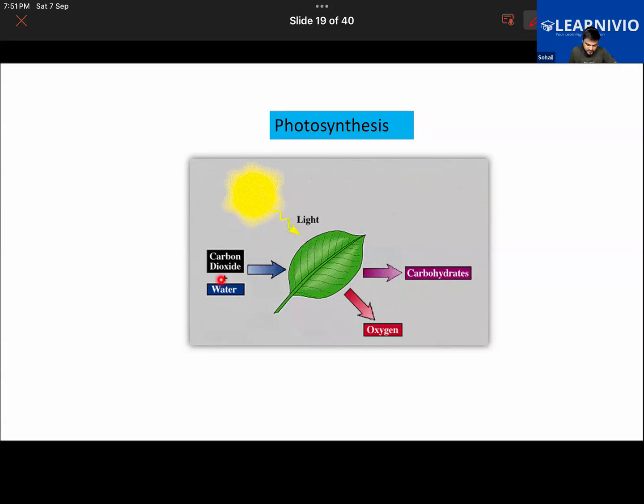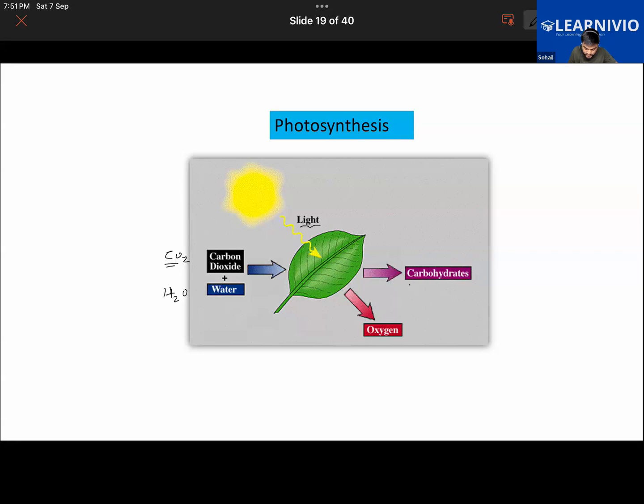So plants will be taking up the carbon dioxide gas and the water, and in the presence of sunlight, they will be preparing the food in the form of carbohydrate and also give out oxygen. So here plants are taking carbon dioxide, which is CO2. That is the chemical formula of carbon dioxide. Water is H2O. And by utilizing the sun's light energy, they prepare the carbohydrate.